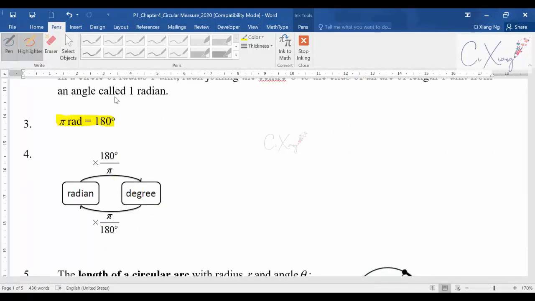Then, this is an important thing: you should know how to convert a radian to a degree. To convert a radian to a degree, you multiply it by 180 divided by pi. If you want to change a degree to a radian, you multiply by pi divided by 180. This is an important process, so make sure that you know how to convert correctly.